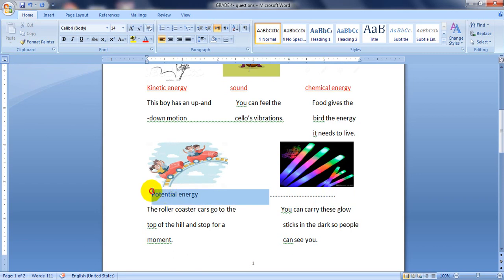The fifth one will be glow sticks: you can carry these glow sticks in the dark so people can see. Which kind of energy is it? It's of course light. It's the kind of energy that lets you see.